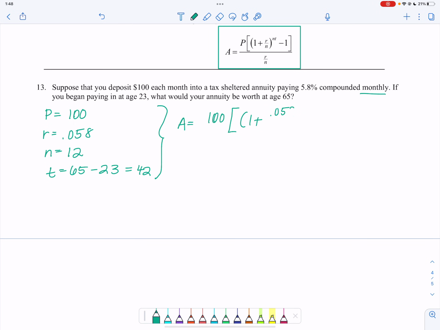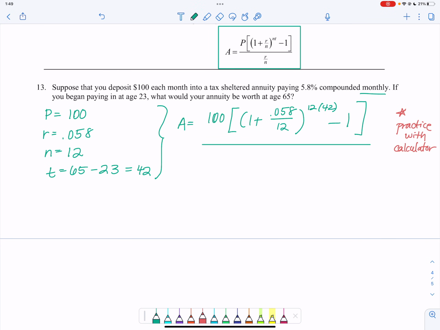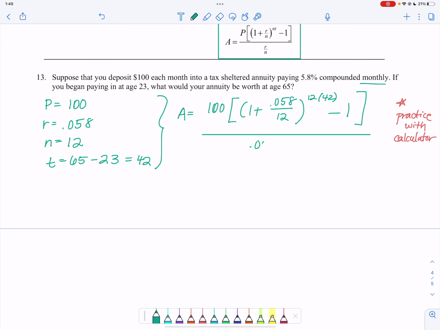So with that, the amount of the annuity is 100, and then we will have 1 plus 0.058 compounded 12 times, so divided by 12, to the 12 times 42, minus 1. All of that is in the numerator, so you will have to practice with your calculator. And then in the denominator, we have 0.058 divided by 12.